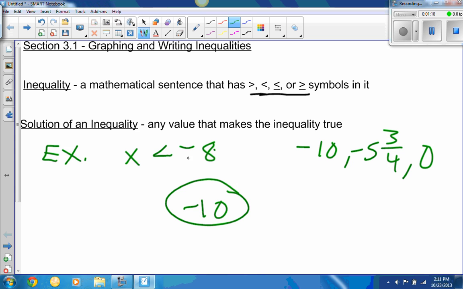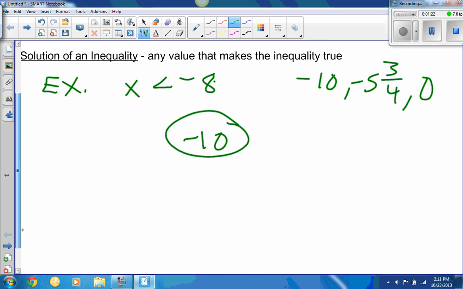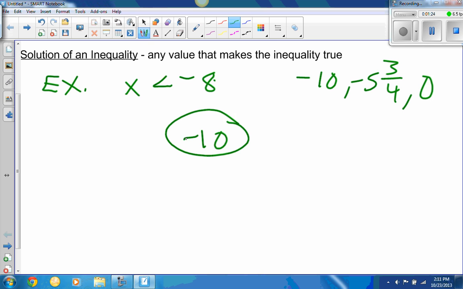Now keep in mind that you don't actually just have one solution for these, you have a solution set. What do I mean by that? Is -10 the only number I can put in for this and have it work? No. There's an infinite number of numbers that are less than -8. Anything that is to the left of -8 on the number line would answer that question.